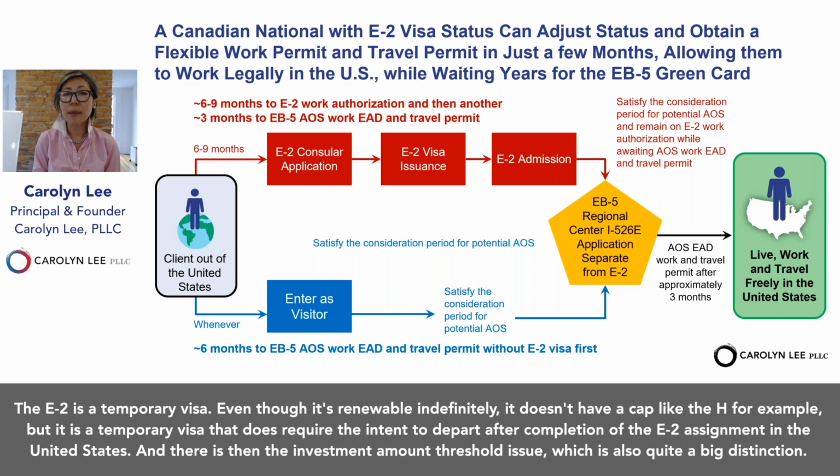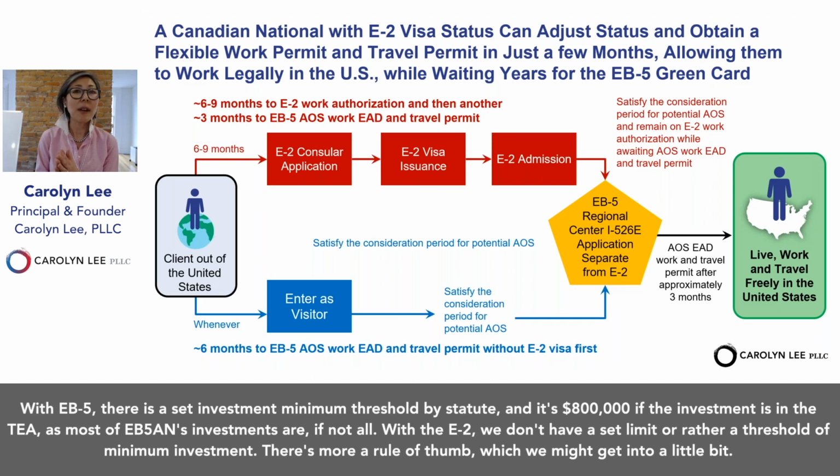And there is then the investment amount threshold issue, which is also quite a big distinction. With EB-5, there is a set investment minimum threshold by statute, and it's $800,000 if the investment is in a TEA, as most EB-5 investments are, if not all. With the E2, we don't have a set threshold of minimum investment. There's more a rule of thumb, which we might get into a little bit.